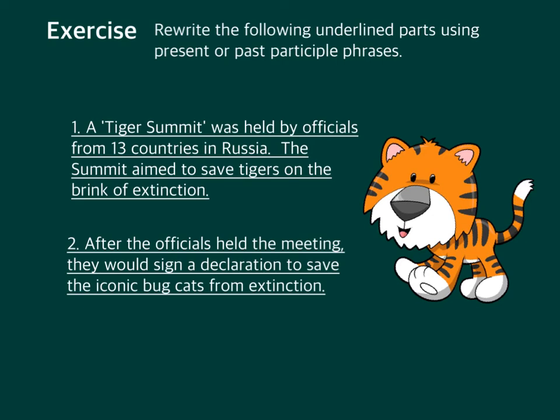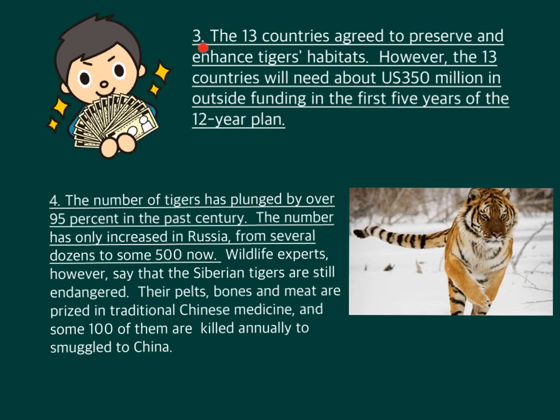Exercise. Rewrite the following underlined parts using present or past participle phrases. 1. A Tiger Summit was held by officials from 13 countries in Russia. The summit aimed to save tigers on the brink of extinction. 2. After the officials held a meeting, they would sign a declaration to save the iconic big cats from extinction. 3. The 13 countries agreed to preserve and enhance tigers' habitats.